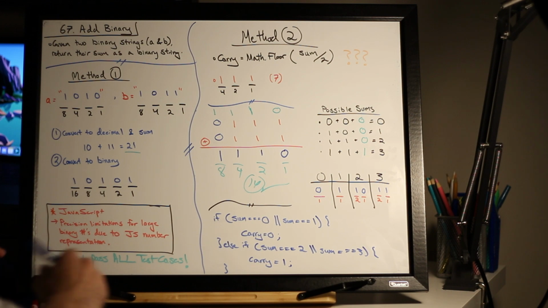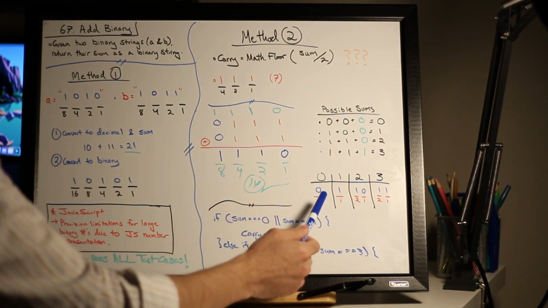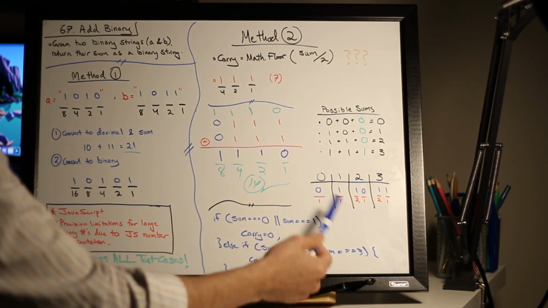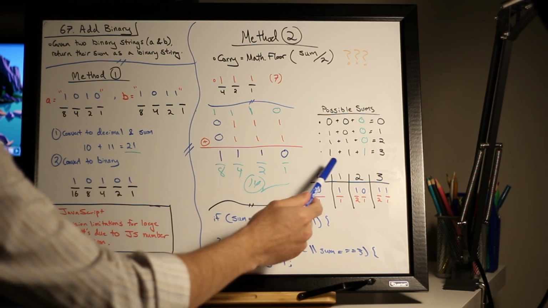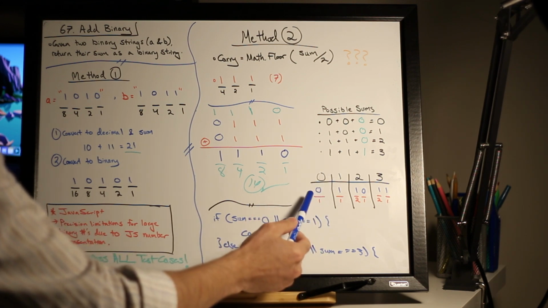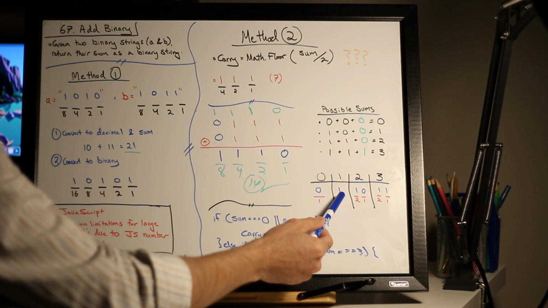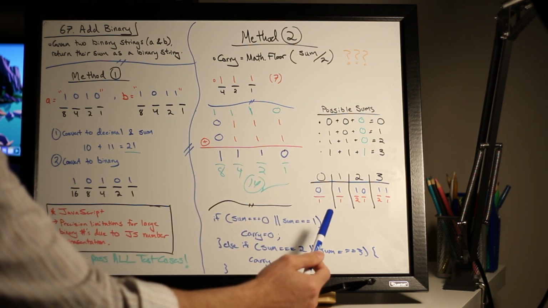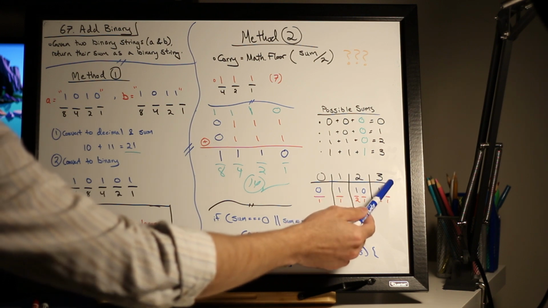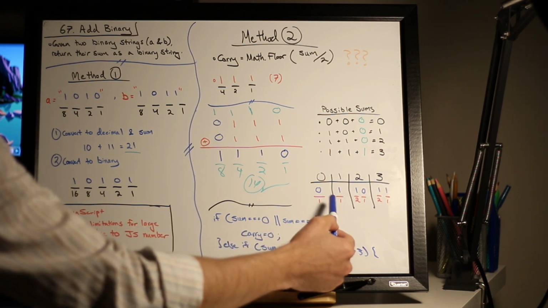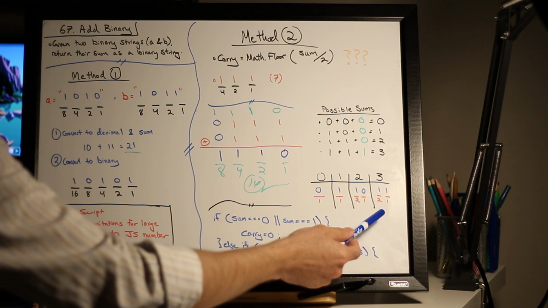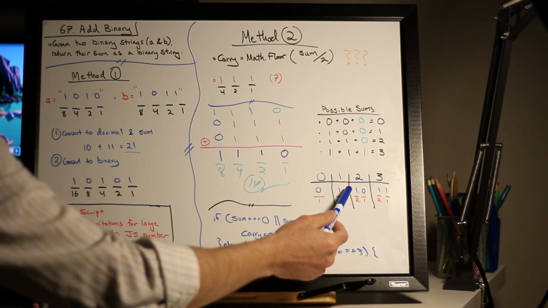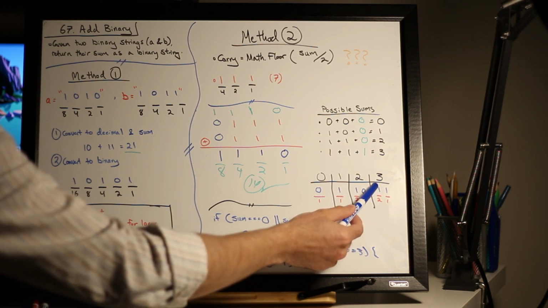Okay, so if we take a deeper look at this table, we can come up with the conclusion for our carry variable. If the sum is 0 or 1, there is no carry. We'll just use this number directly, the 0 or 1, in place of the sum for that digit. If, however, the sum is 2 or 3, then we're going to have more than one digit and we'll have to have a carryover. And in both of those cases, it's going to be 1.